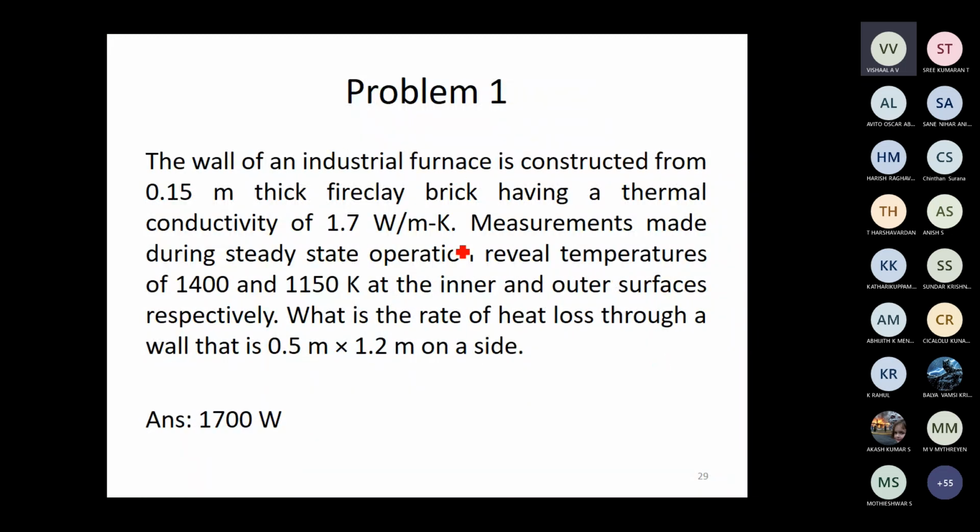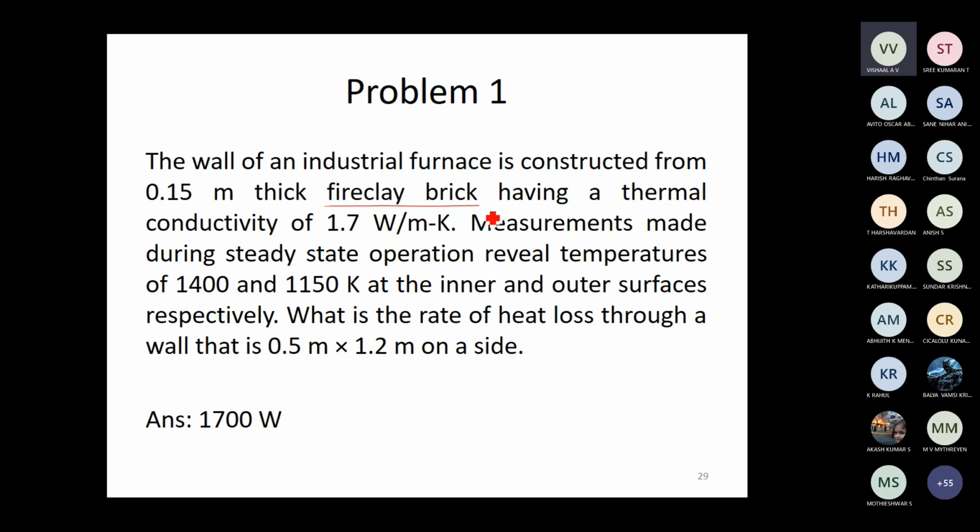We have a wall of an industrial furnace. Industrial furnaces are used to melt certain metals. That's one application. Inside the furnace is hot compared to the outside, so the wall of the furnace is supposed to withstand these high temperatures. For that, they use something called fire clay bricks, which come into direct contact with the hot gases and also the metal.